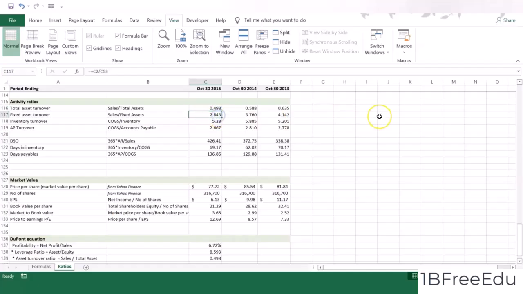Our fixed asset turnover measures how effectively the firm uses its plant and equipment. A higher turnover ratio is an indicator of greater efficiency in managing fixed asset investment.